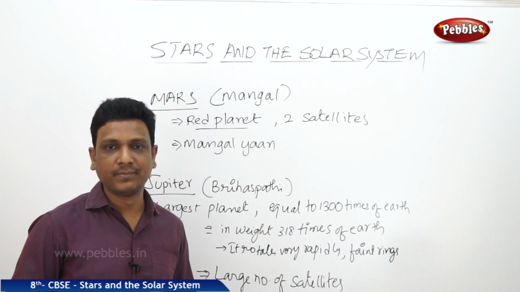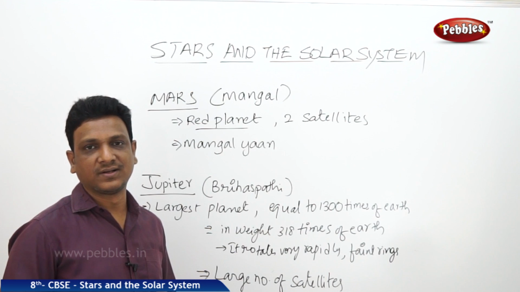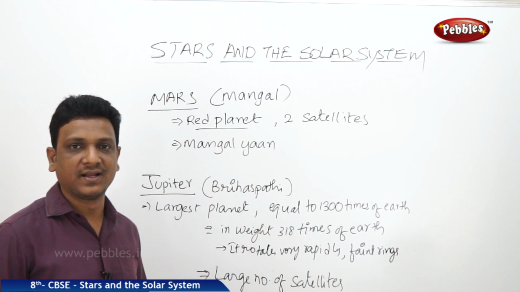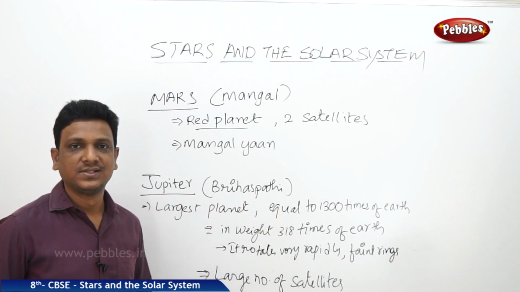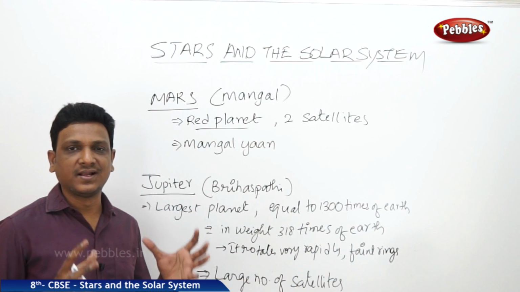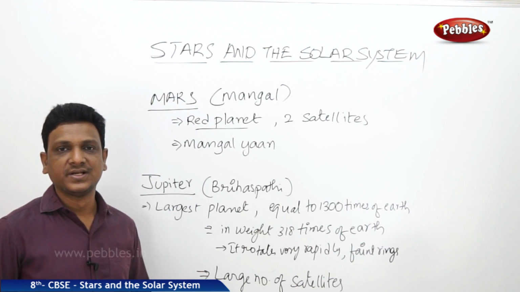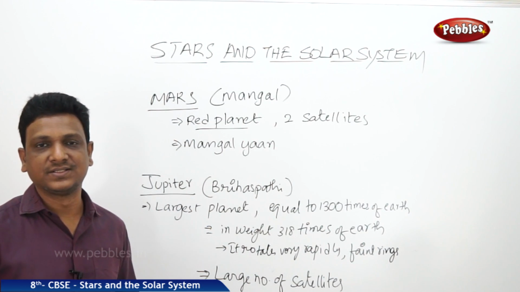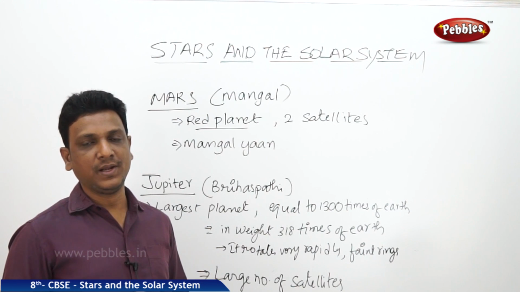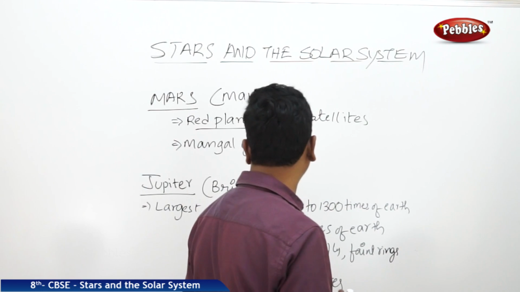Mangalyaan is one plan of our Indian space organizations and other international space organizations. They have so many plans to completely investigate the conditions on Mars and see whether we can establish certain artificial conditions for agriculture or to make life possible on that planet. So Mars is a red planet. It has 2 satellites.